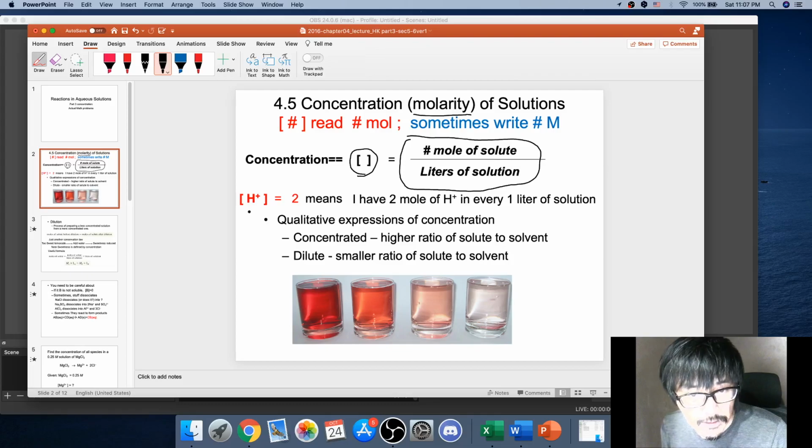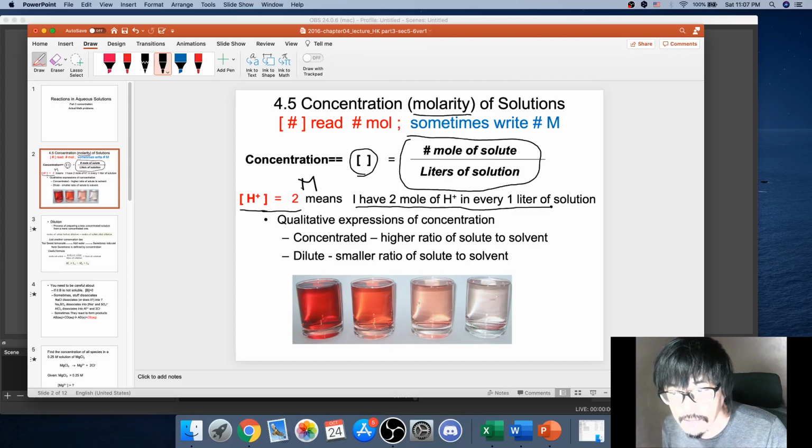So if the square bracket contains H plus, the concentration of H plus equal to, I should probably put this as 2 molar. If that's the case, then I have 2 moles of H plus in every 1 liter of solution.